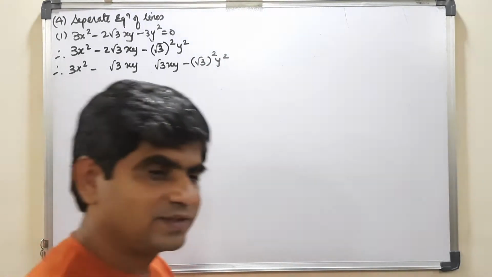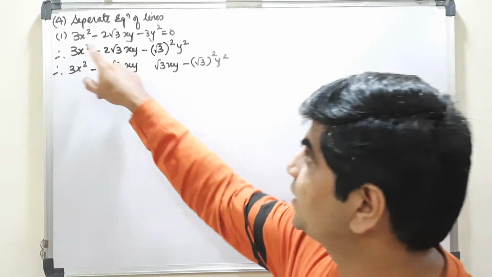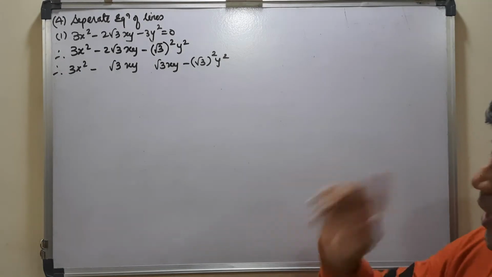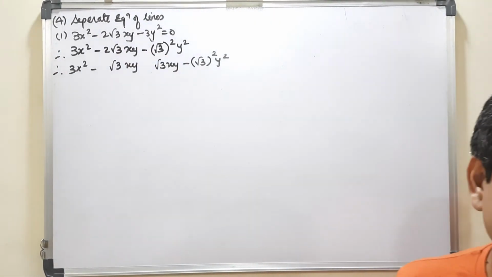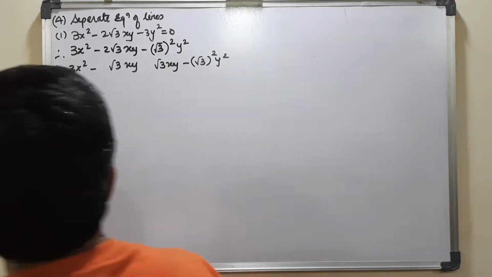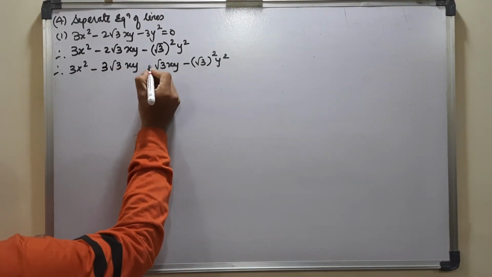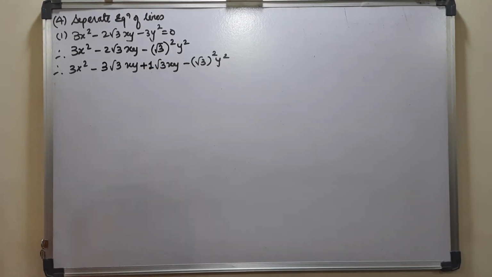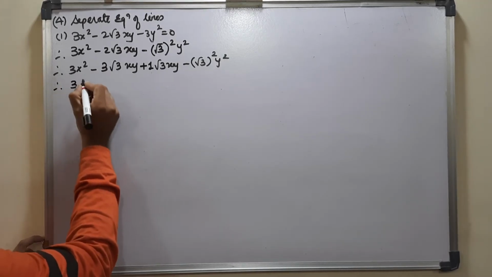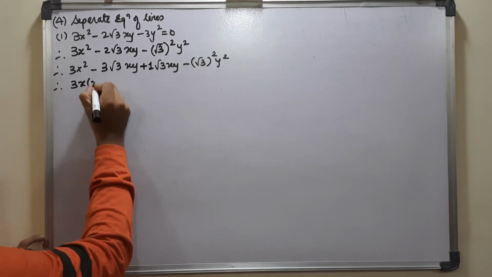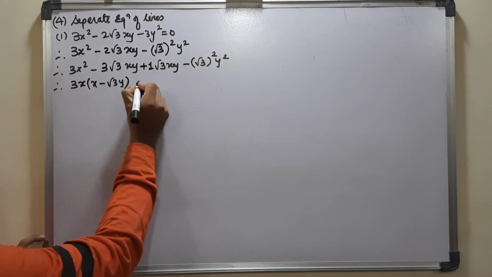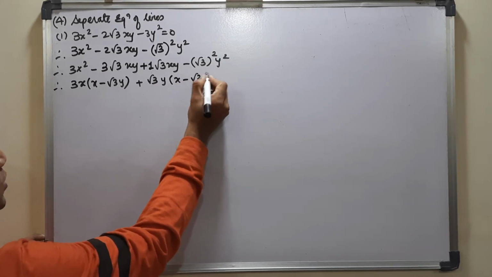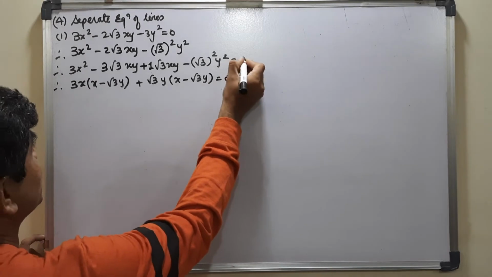Now the product over here was 3 threes are 9, which I already got here, root 3 into root 3, that is 3. Means only 3 is to be adjusted such that the subtraction should be 2. That is 3 and 1. I am going to do subtraction, so this will be plus. So what do I get here? I get 3x common between these two, and x minus root 3y. Here I get root 3 y common, then I get x minus root 3y is equal to 0.